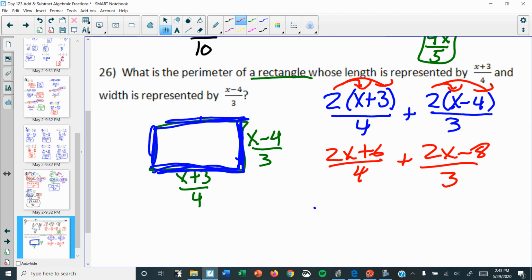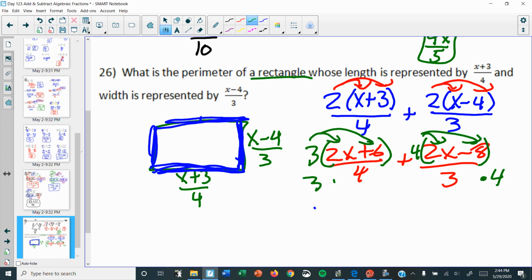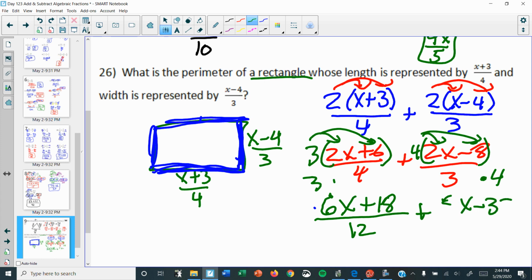Okay? But now the problem is, oh no, the denominators are different. So what does 4 and 3 both go into? They both go into 12. So let's multiply this whole numerator by 3. Let's do the denominator. And we got to multiply this by 4. And we got to multiply that by 4. So when you do this, your final answer is 6x plus 18 over 12 plus 8x minus 32 over 12.